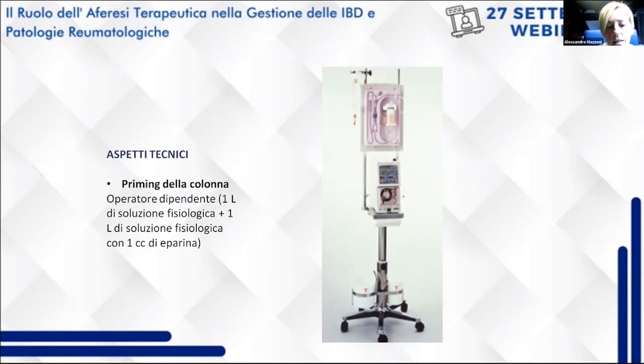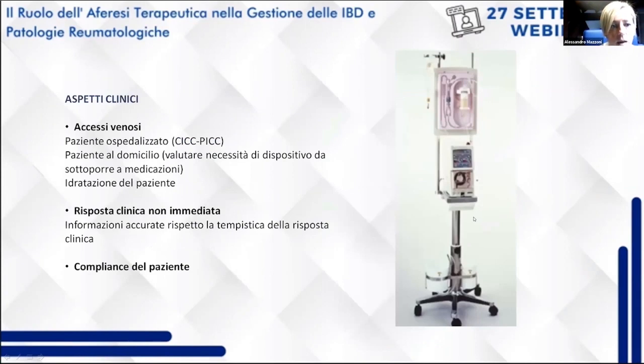The most important thing is to shake the column constantly to avoid air bubbles forming among the beads, which can then lead to problems during the procedure in terms of sensor activation. Therefore, priming must be performed by expert personnel. This aspect must be taken into account in particular, avoiding the presence of air inside the column. Another important aspect during the patient's preliminary examination is obviously to understand the condition of the patient's veins.